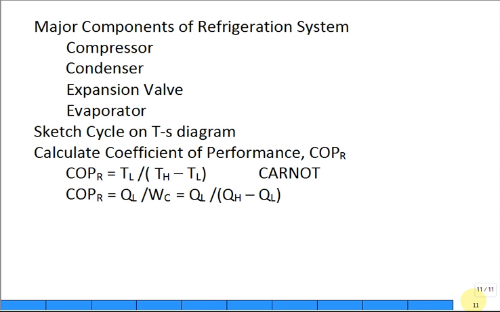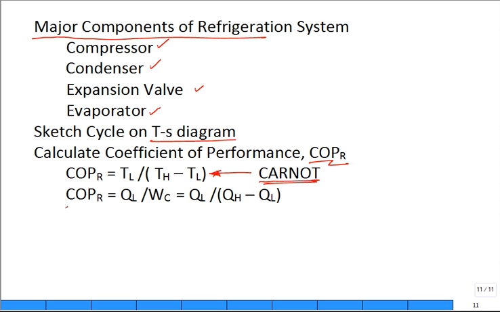Well, with that, I just want to summarize today. We talked about the major components of the refrigeration system. Compressor, condenser, expansion valve, evaporator. True? All this, I hope, was pretty good review of Thermo 1. We talked about sketching on a temperature entropy diagram. Talked about the coefficient of performance for refrigeration. For a Carnot cycle, you can get it in terms of temperatures.